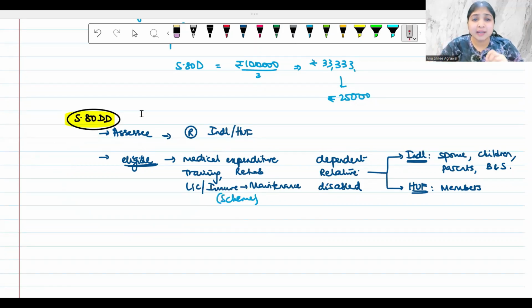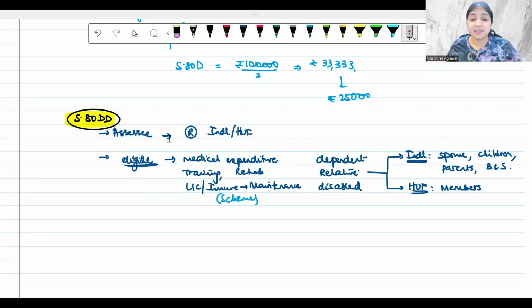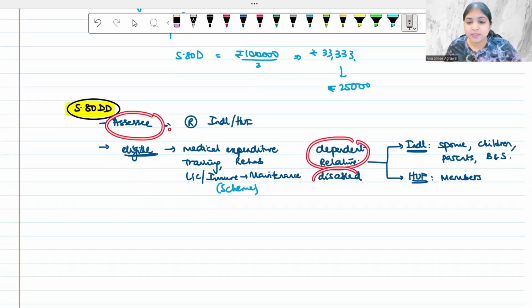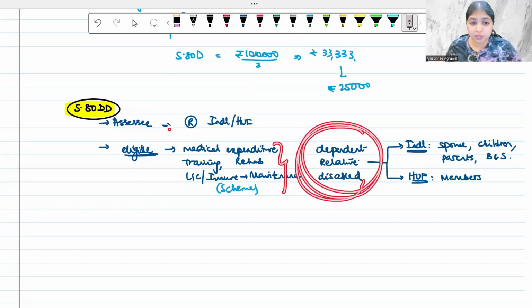You'll get a better clarity as I discuss this entire section with you. Under section 80DD, my assessee is a resident individual or resident HUF. This assessee has incurred medical expenses or training or rehabilitation expenses, or has made payment to LIC or any other insurer under a scheme for the maintenance of this dependent disabled. Now, the assessee has a dependent relative who is disabled. So, for this disabled relative, assessee would have incurred all these expenses.